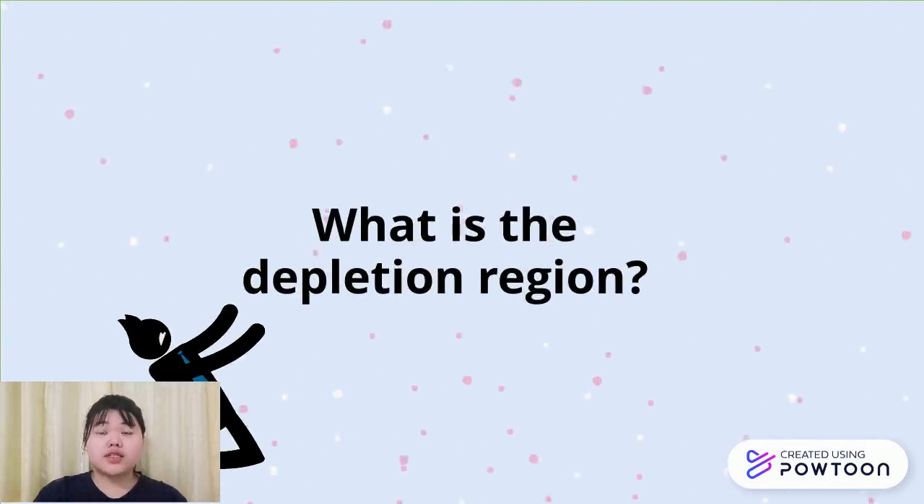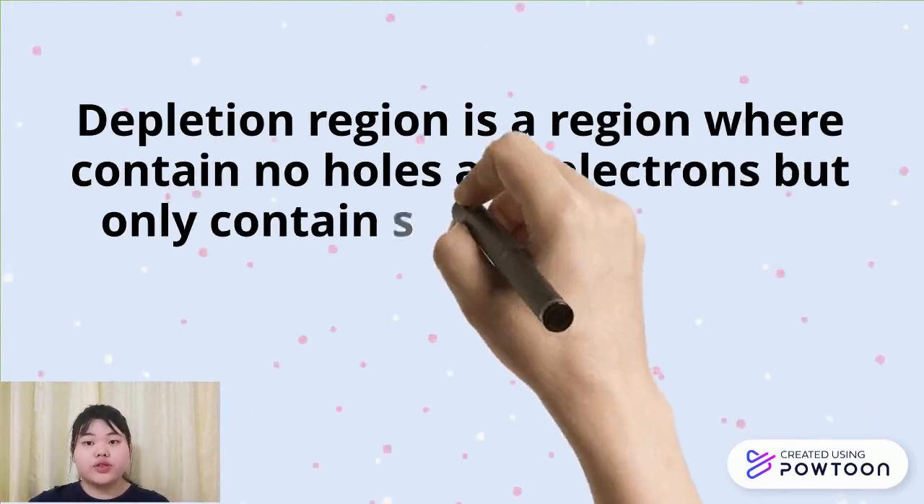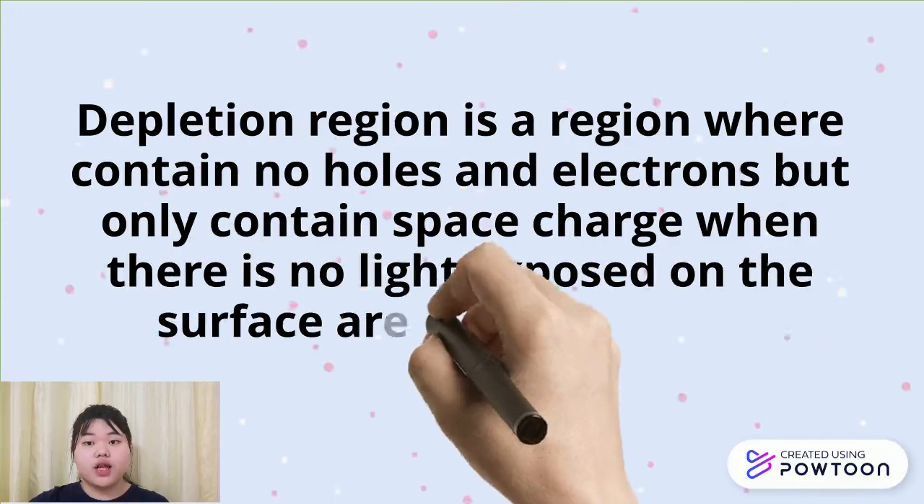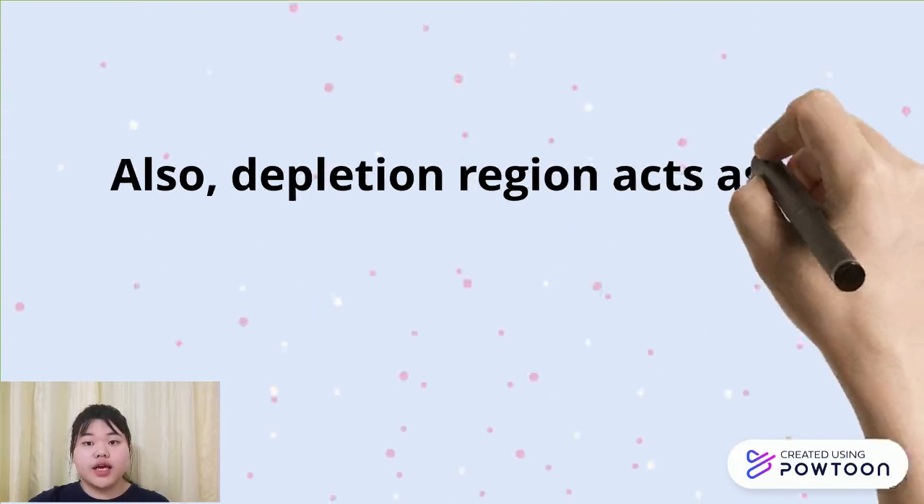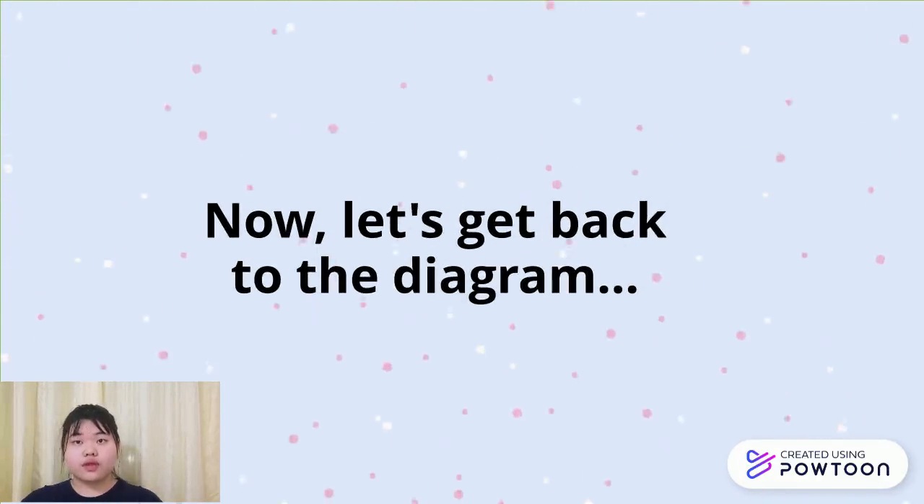But what is the depletion region? The depletion region is a region which contains no holes and electrons but only contains the space charge when there is no light emission. The depletion region acts as a barrier for the holes and the electrons to diffuse into each other. Now let's get back to the diagram.